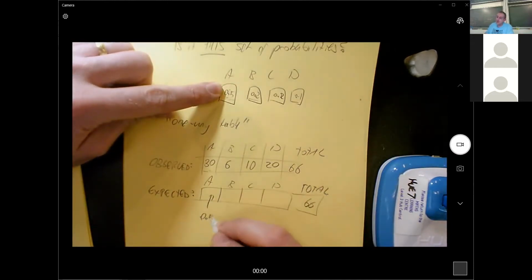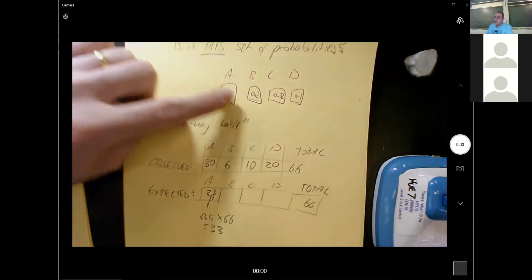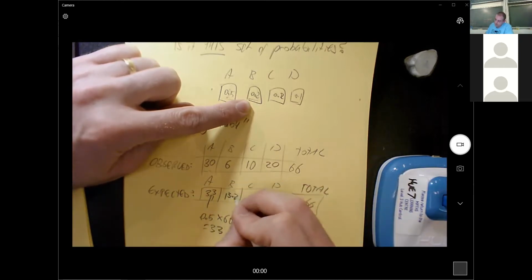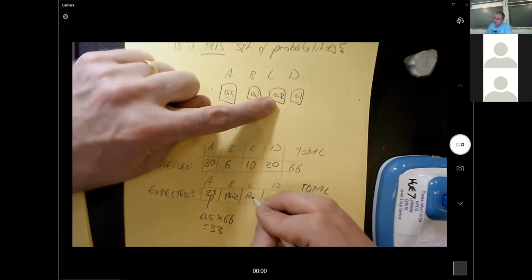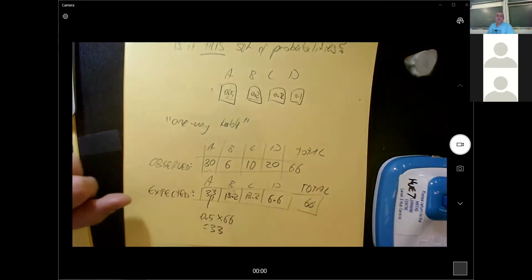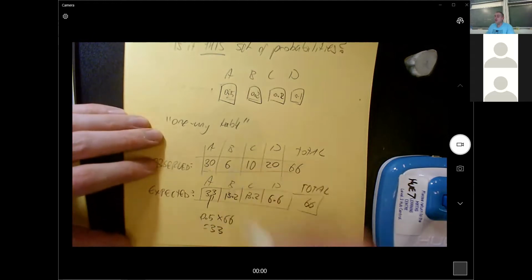There's 0.5 of them that are supposed to be A, so 0.5 of the 66 are supposed to be A. So this would be 33 in this spot, that's what I'd expect. And then the B should be 0.2 times this, which would be 12. Is that right? No, that's not at all correct. 10% would be 6.6. 2 of those would be 13.2. This one's also supposed to be 13.2, and this one's supposed to be 6.6, and these should all add up to 66, hopefully. Okay, and then I still do the observed minus expected squared.